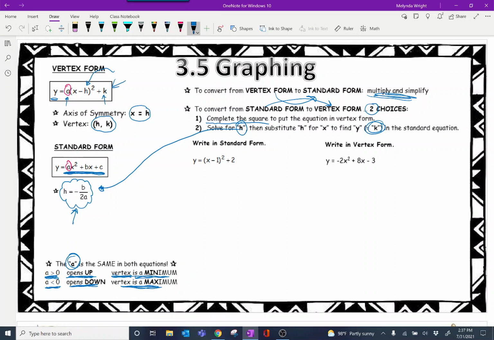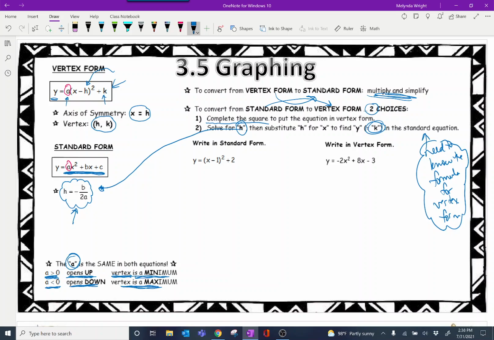Once you have h and k, and of course a is the same in both forms, you can just write it out. But the key with option number 2 is you would need to know the formula for vertex form. Because if you don't know the formula for vertex form, finding h and k isn't going to do you much good. So in order to utilize method number 2, you would need to have memorized the formula for vertex form.